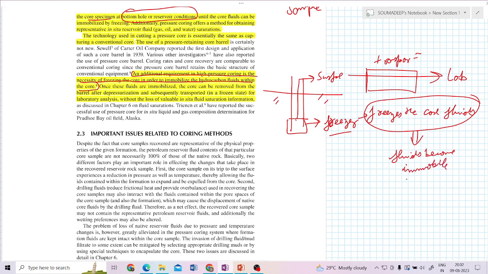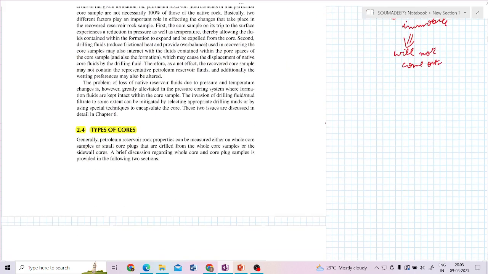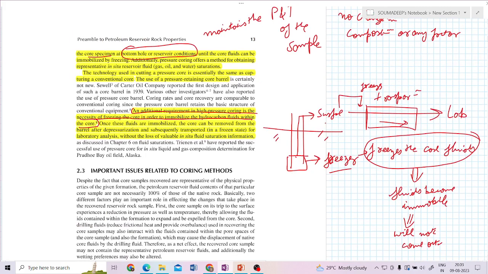So as a result, it will not come out. Now, after taking it out from the barrel, we will keep it in a container freezer. High pressure coring additionally requires freezing the core in order to immobilize it. After it is immobilized, we transport it to the lab, where the experiments are done and we get the information.